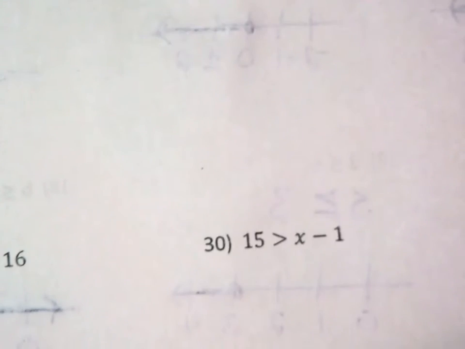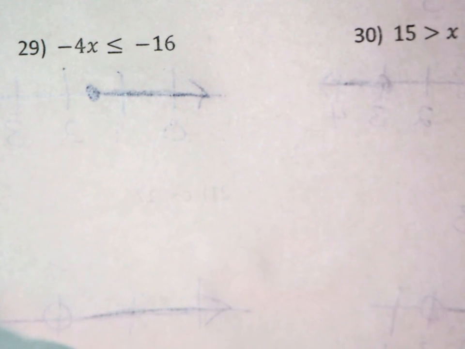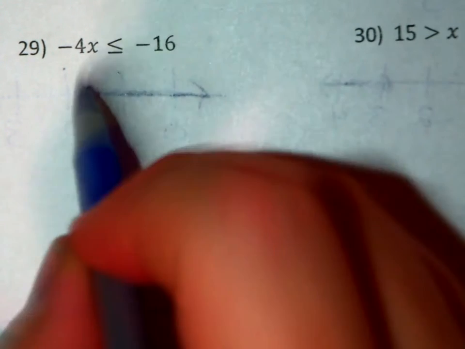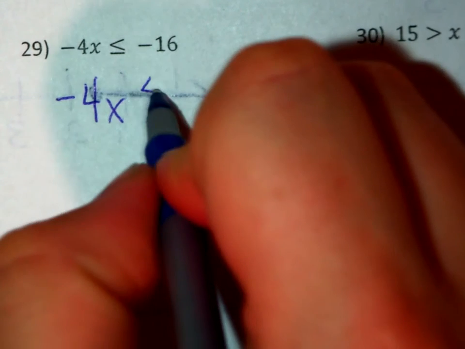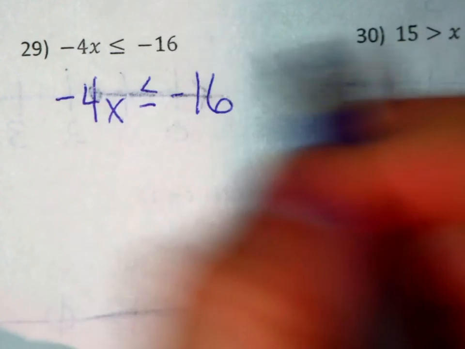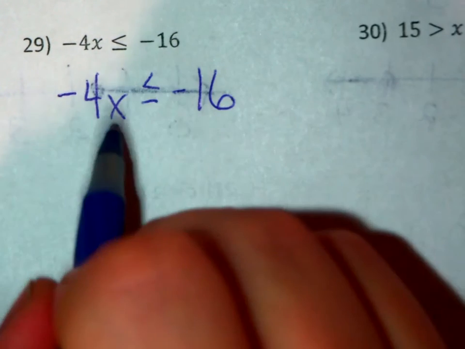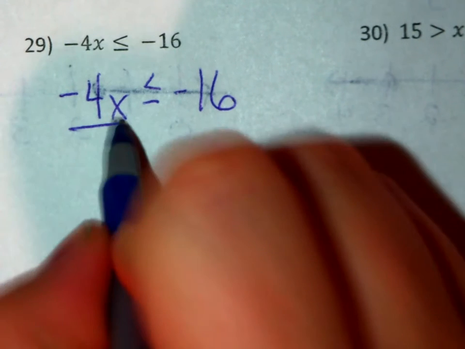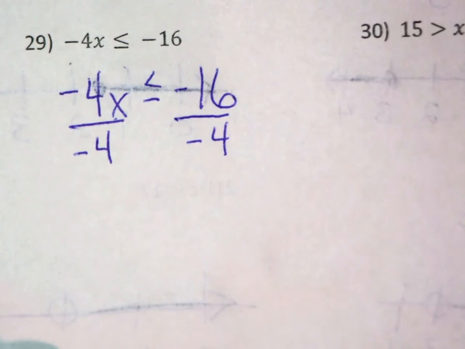Now we want to be able to use some of that information, so the last 6 problems had us practicing not only solving for the variable, but also graphing the variable. So we're going to start with problem 29. -4x is less than or equal to -16. And so again, just like when we were solving equations last week, we want to get the variable all by itself. I will divide by -4, divide by -4 on the other side.